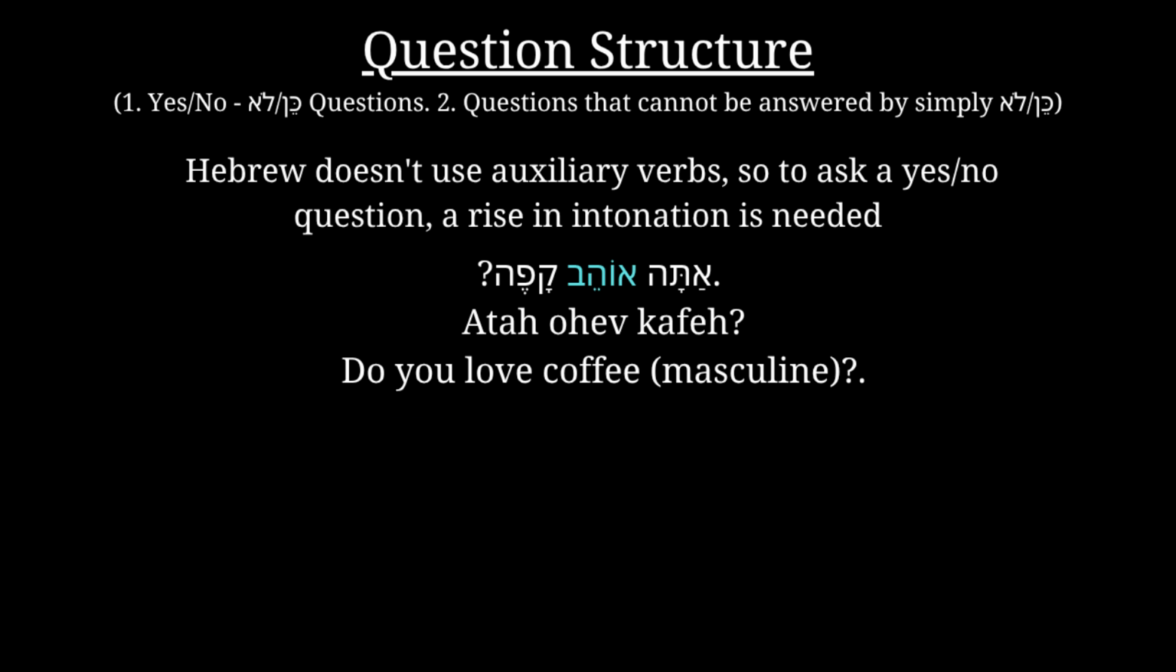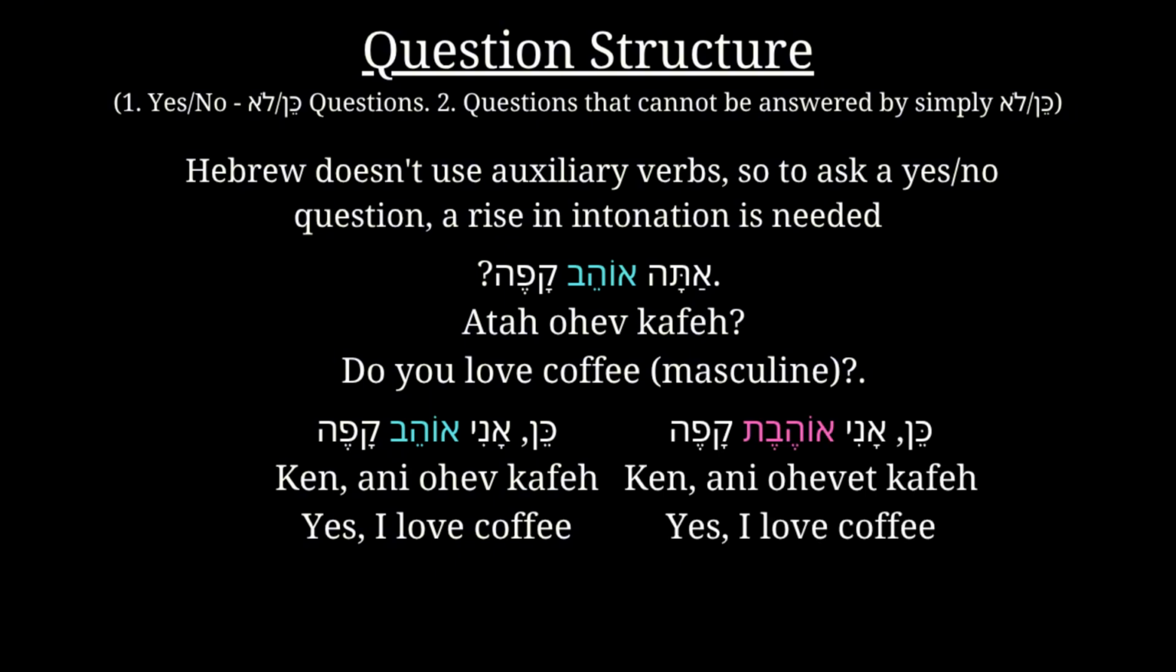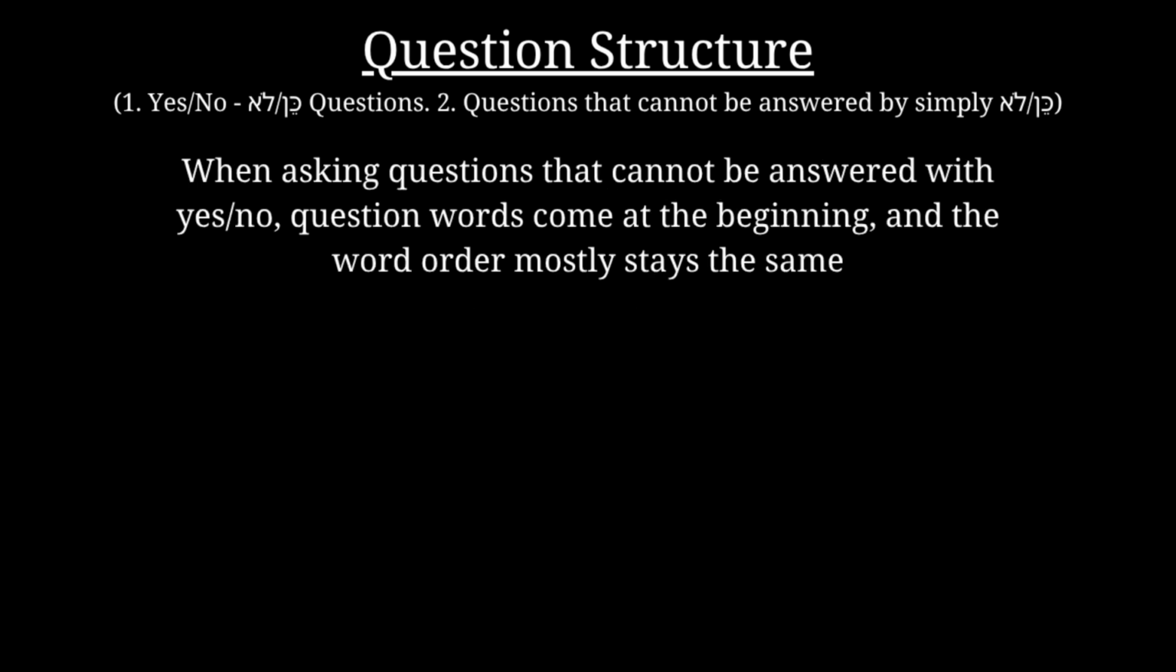You can answer with כן, אני אוהב קפה. Yes, I love coffee, masculine. Or כן, אני אוהבת קפה. Yes, I love coffee, feminine. When asking questions that cannot be answered with yes or no, question words come at the beginning, just like in English, and the word order mostly stays the same.